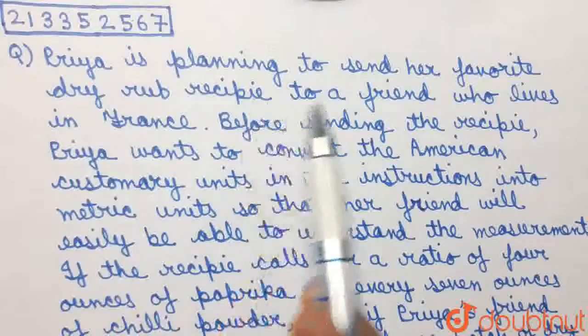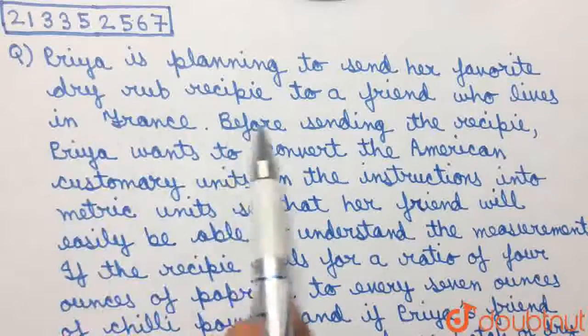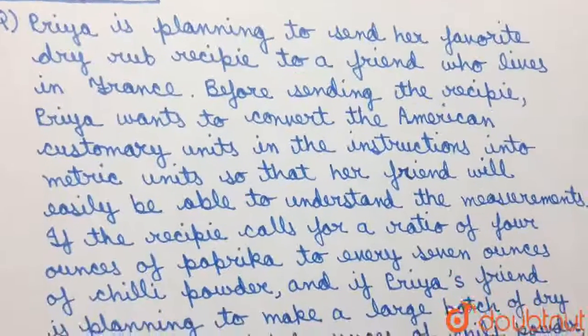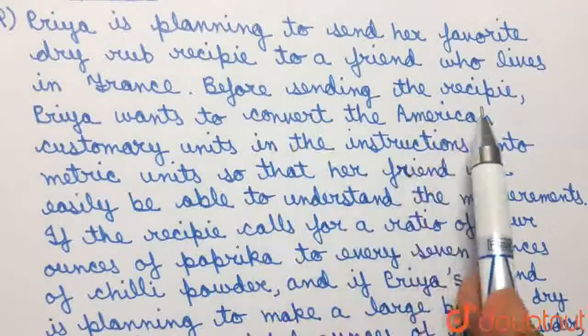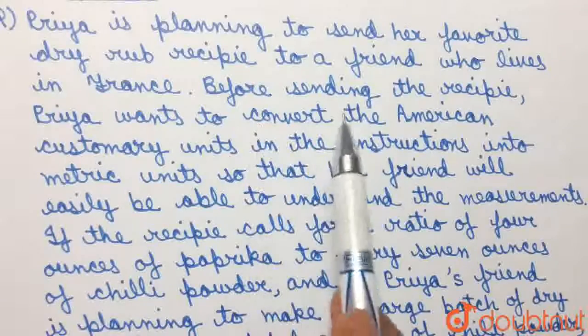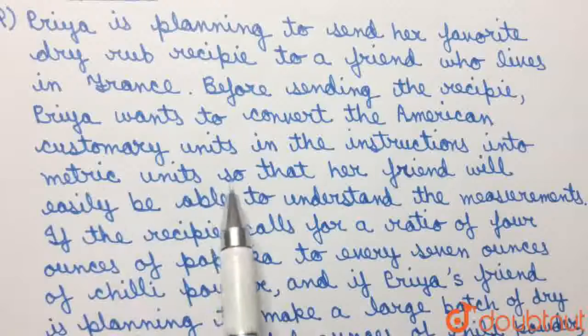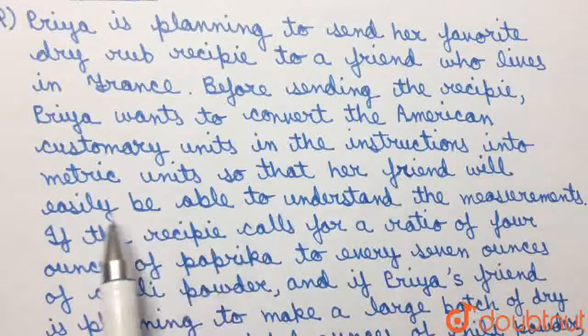Priya is planning to send her favorite dry rub recipe to a friend who lives in France. Before sending the recipe, Priya wants to convert the American customary units in the instructions into metric units so that her friend will easily be able to understand the measurements.